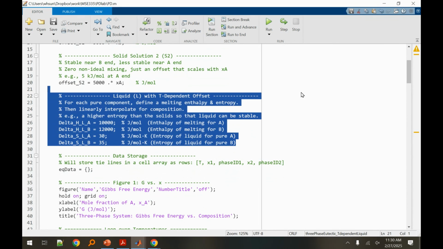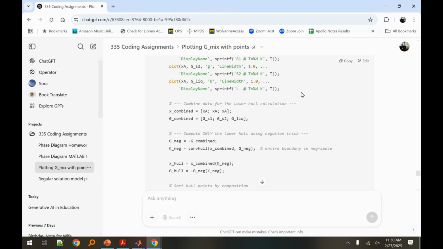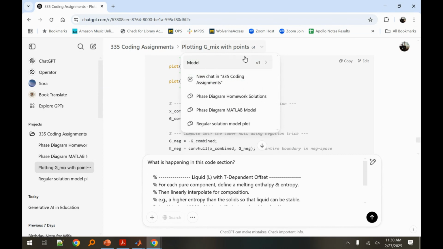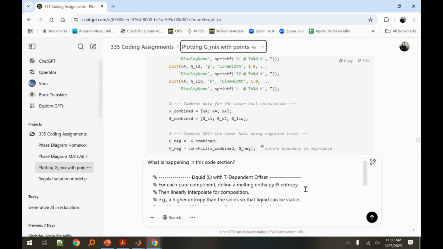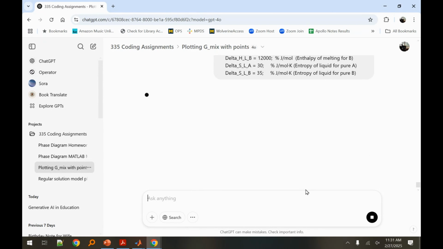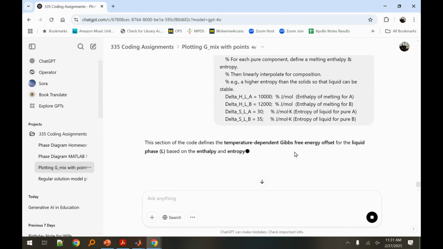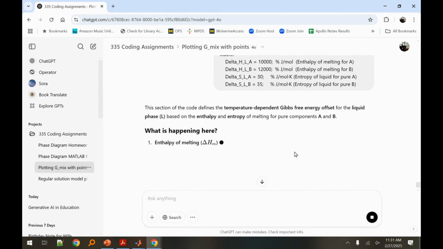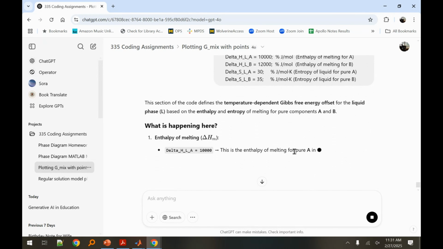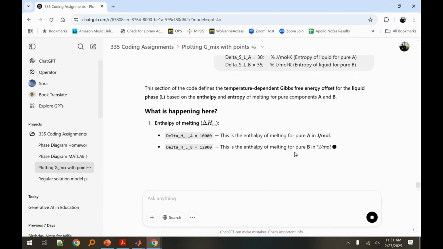ChatGPT, what is happening in this code section? And just for teaching's sake, I'm going to change the model to 4.0, which is the free version. Now think for a second. So now you can ask here what's happening, and it will do it for you. So you don't need commenting anymore. You just ask it for the comments when you need it. You can ask for the comments, but you can also ask it to teach you when you need it.